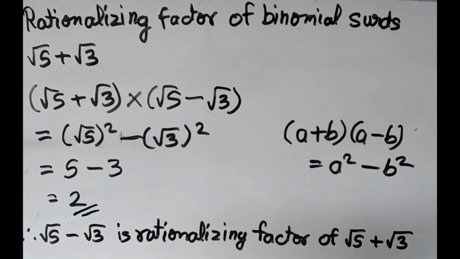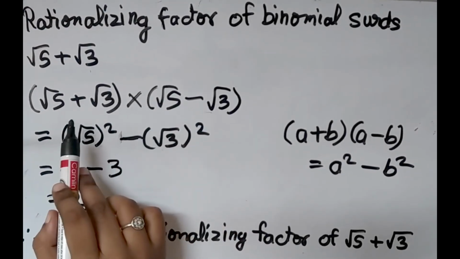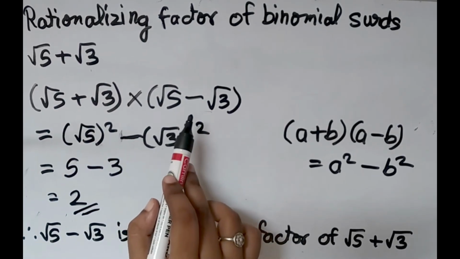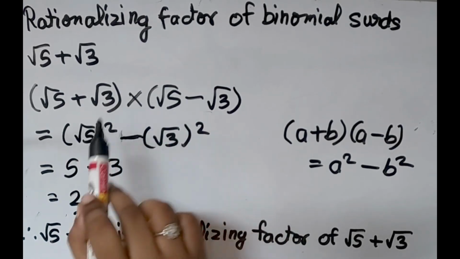So these two surds are conjugate pairs of each other. This surd is the conjugate pair of this, and this is the conjugate pair of this. Every binomial surd will have a conjugate pair.